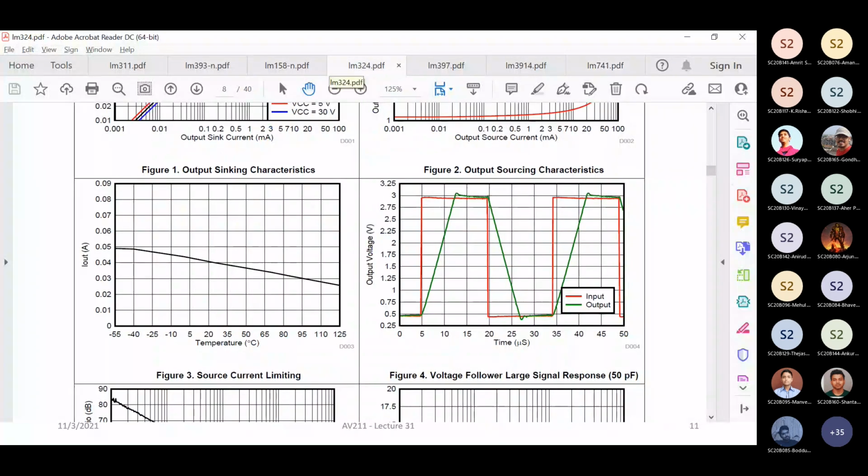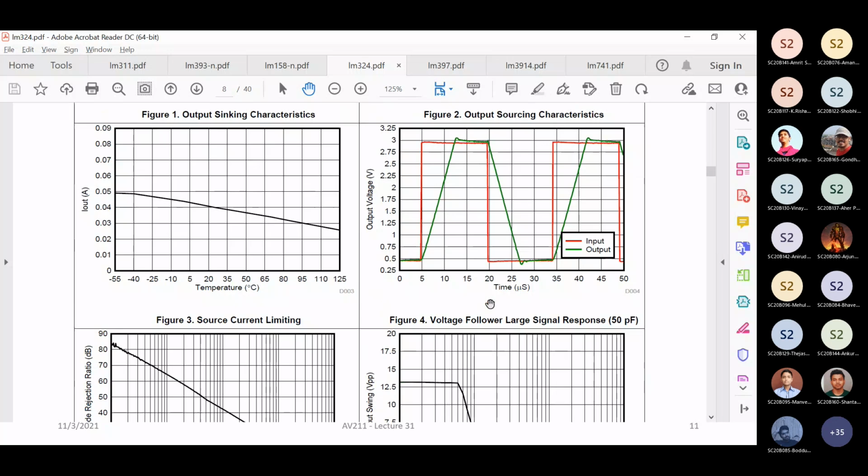Let's look at 3 to 4. Look at this particular graph, right? Here you can see that this one is the input and the darker line is the output. When you have a square input, you can see that it is basically taking a long time to settle. 3 to 4 is a different op-amp. I think it has a better slew rate, but still it is taking almost 7 or 8 microseconds to settle.